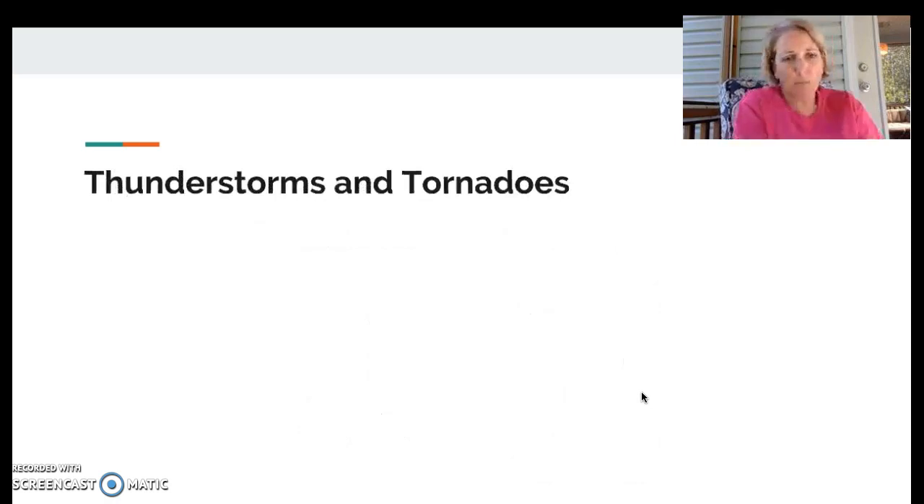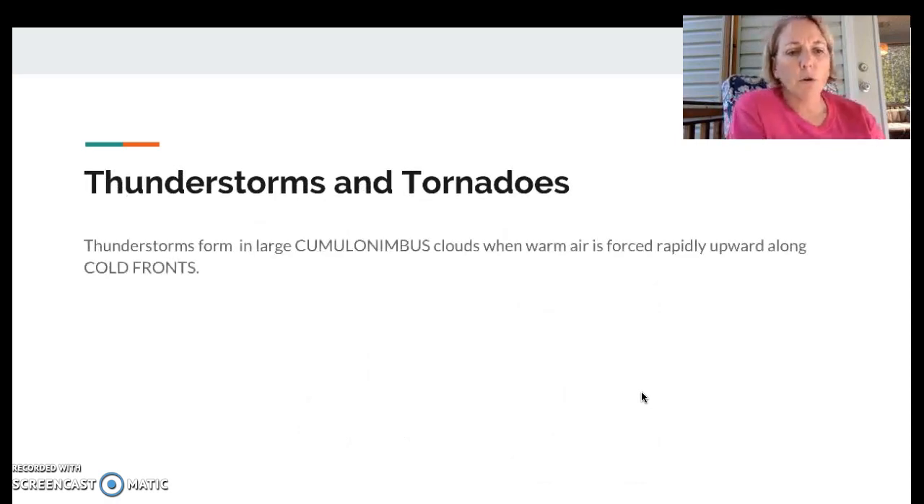Okay, with these cloudy, stormy conditions, we can get thunderstorms and tornadoes. Okay, thunderstorms form in large cumulonimbus clouds. We'll get into clouds a little bit later. When warm air is forced rapidly upward along a cold front. Okay, so we get thunderstorms and tornadoes when we're talking about a cold front.